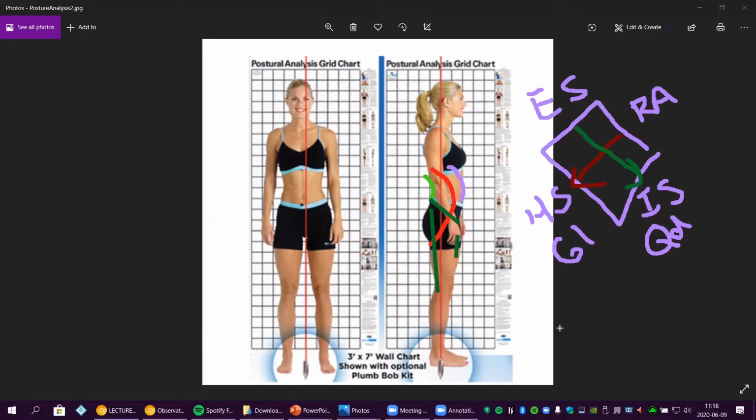Now, we haven't even gotten into any exercise yet, right? But let's just use some logical thought processes here. Let's say we wanted to stretch the low back. What could we have her do to stretch her low back? Touch her toes. Good. Easy stretch for the low back. Great. Now, how about if we wanted to stretch the quads and the iliopsoas?